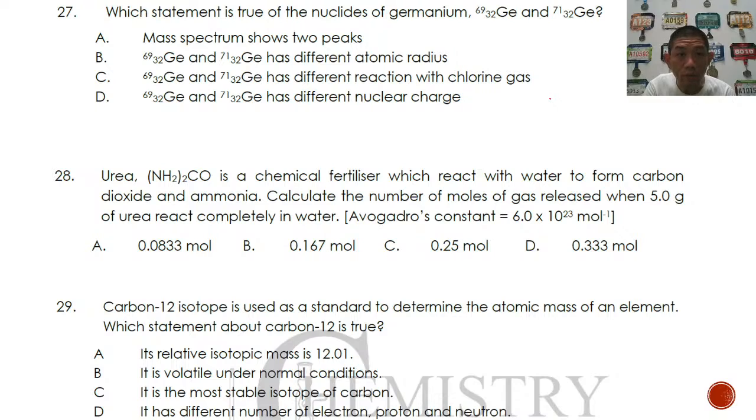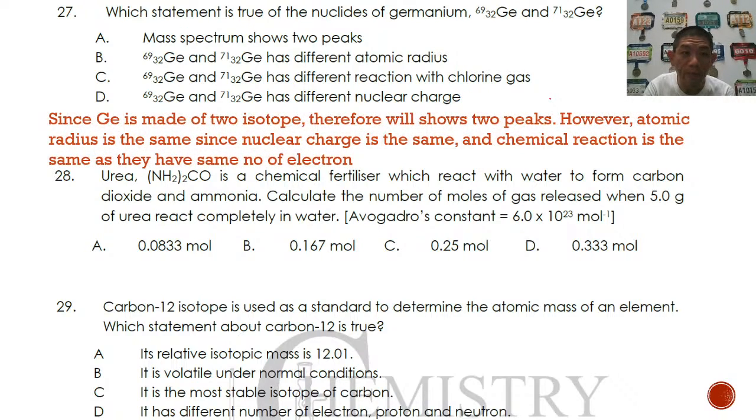Then we go to question number 27. Which statement is true about the nuclide of germanium-69 and germanium-71? A. Mass spectrum shows 2 peaks, which is correct. Since there are only 2 isotopes, you are going to see 2 peaks. B. 69 and 71 have different atomic radius. Now in here, because the proton is the same, and because they are not charged, the electron is also the same, so they are going to have the same radius.